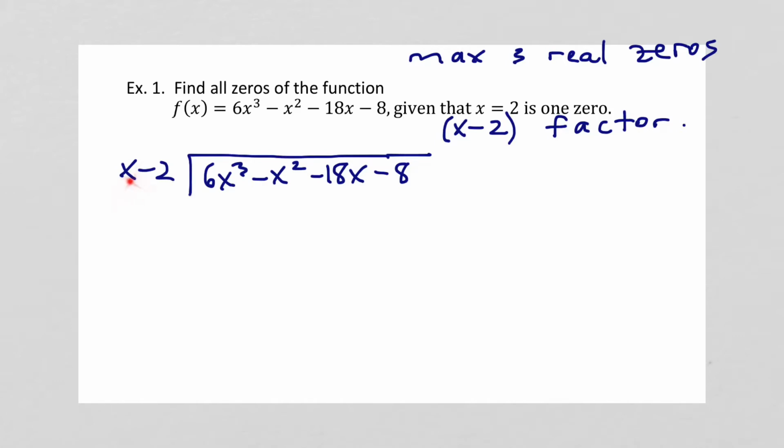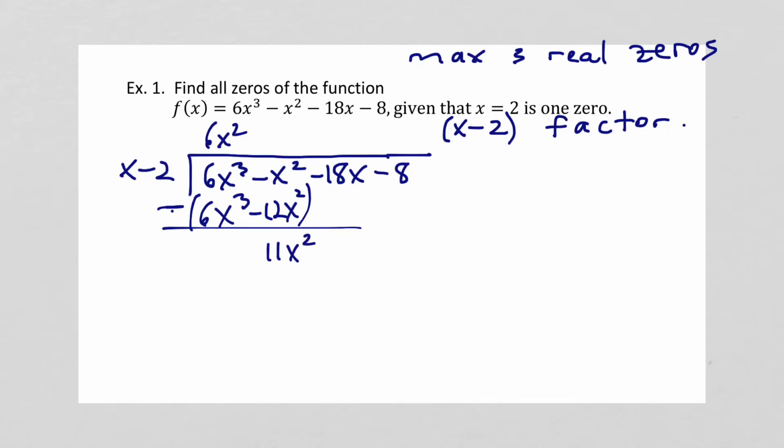So what do I need to multiply x by to get 6x cubed? That would be 6x squared. So 6x squared times x is 6x cubed. 6x squared times negative 2 is negative 12x squared. So I'm going to subtract. So I've got 0 here. So negative 1x squared plus 12x squared is 11x squared.